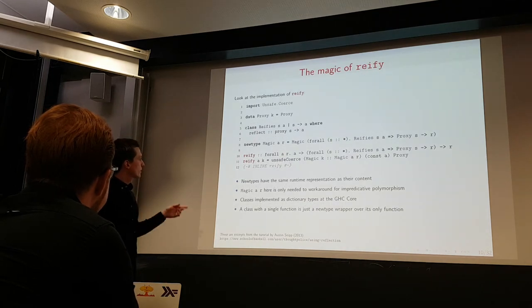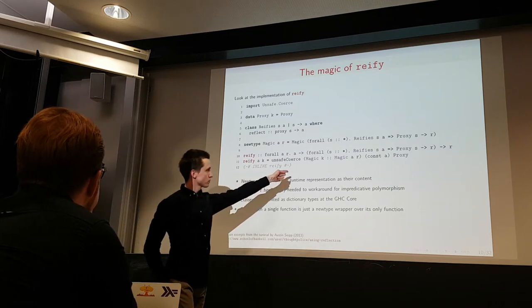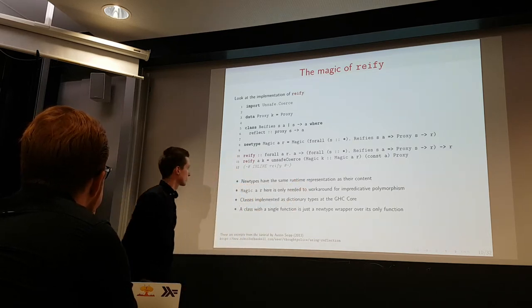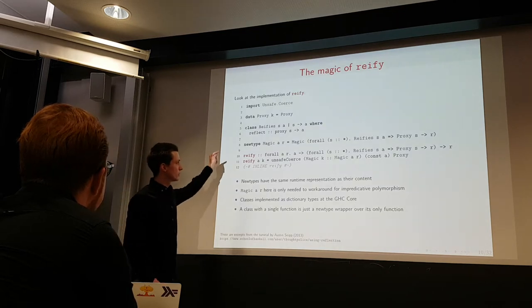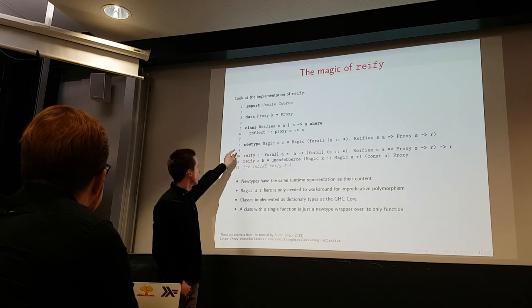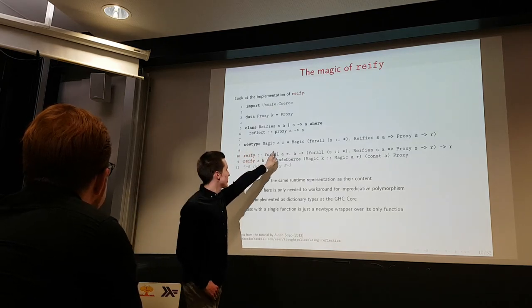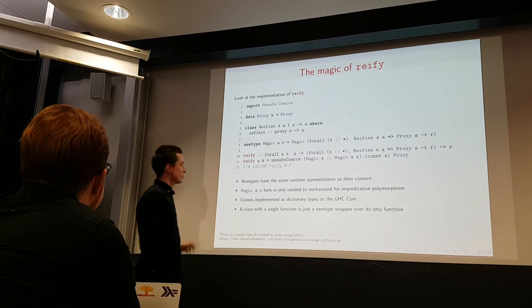So let's have a look at the implementation. Here's how it looks. First of all, let's go one at a time. What is this newtype Magic?